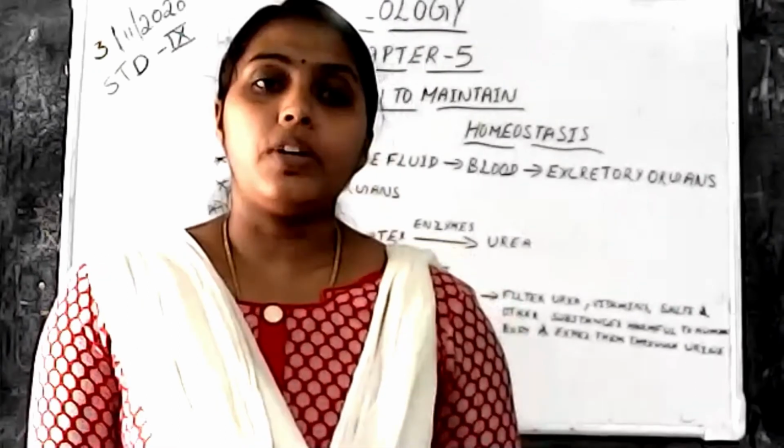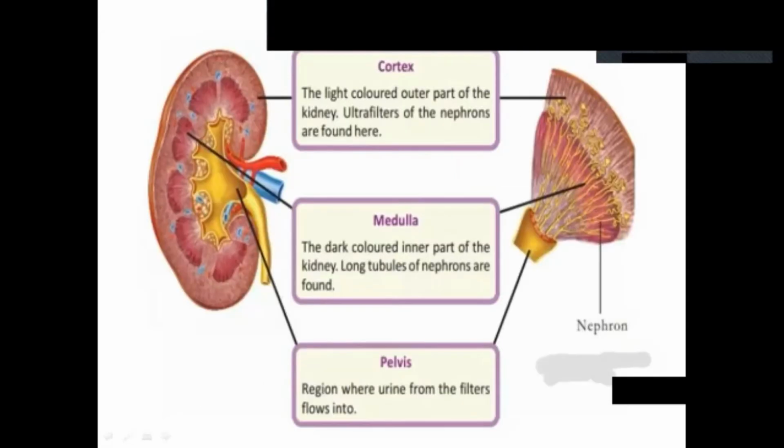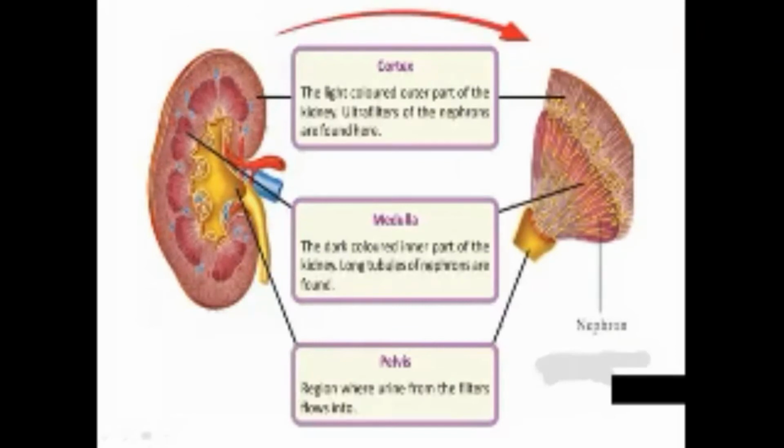We can see that. About the internal structure, the outer part of the kidney is called the cortex, the light colored outer part of the kidney, and the ultrafilters of the nephrons are found here. Okay, each kidney consists of 12 lakhs of ultrafilters. These are called the nephrons. The filtering units are the ultrafilters. These filtering units are called nephrons.